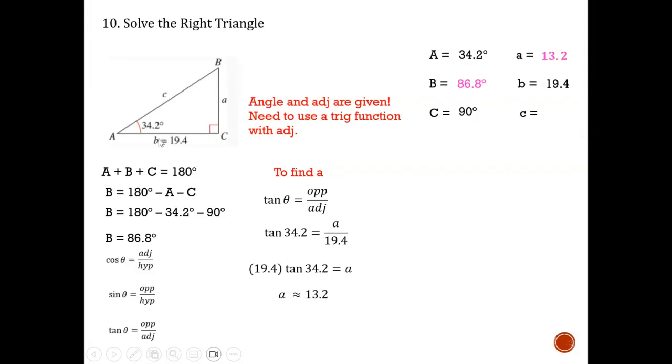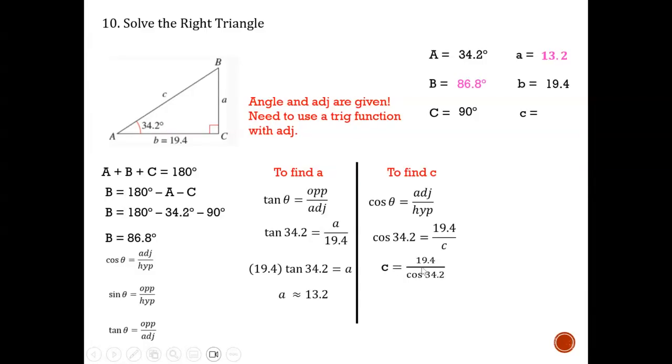Now to find c, with what's given, it's going to be adjacent over hypotenuse. So it's got to be the cosine. Adjacent is 19.4. The angle is 34.2. Here, guys, we switch the c and the cosine of 34.2. So 19.4 divided by cosine of 34.2 will give us something like 23.5, rounded off to the nearest tenth. So c is equal to 23.5. So I solved my triangle.